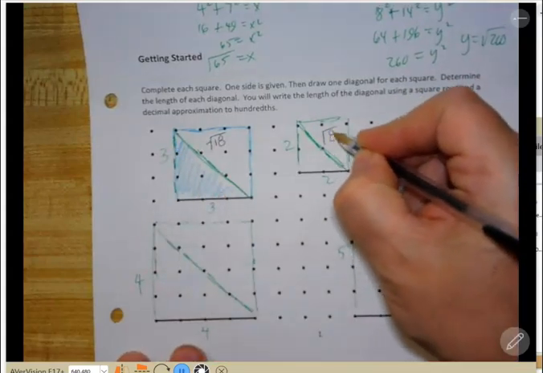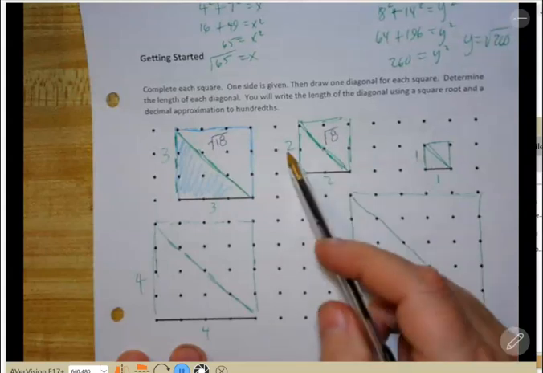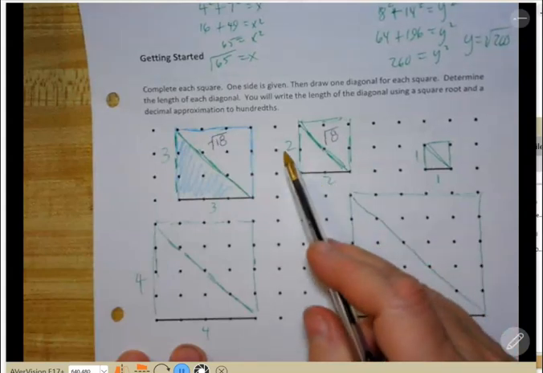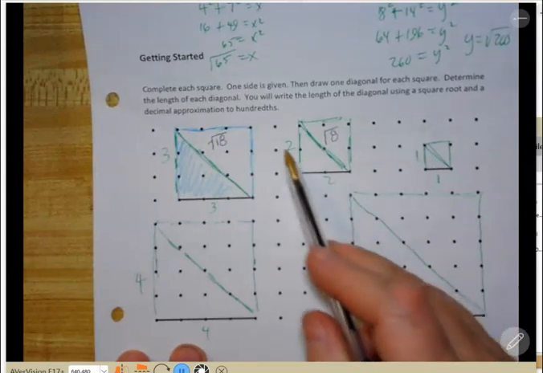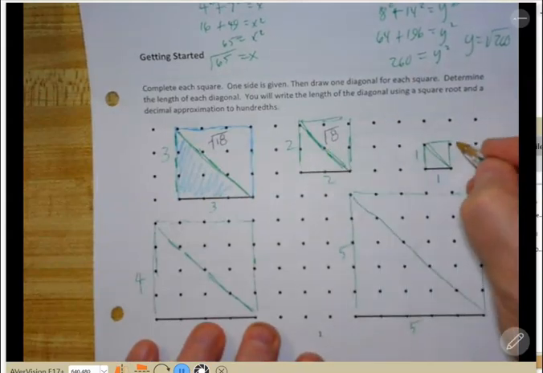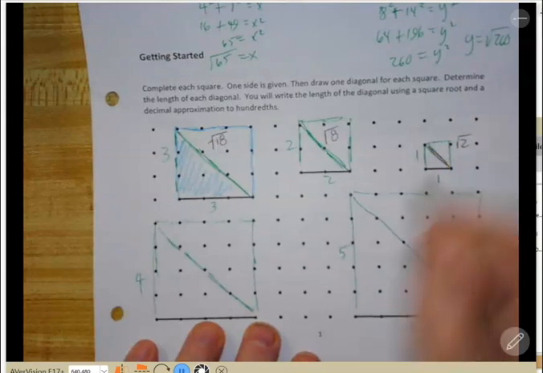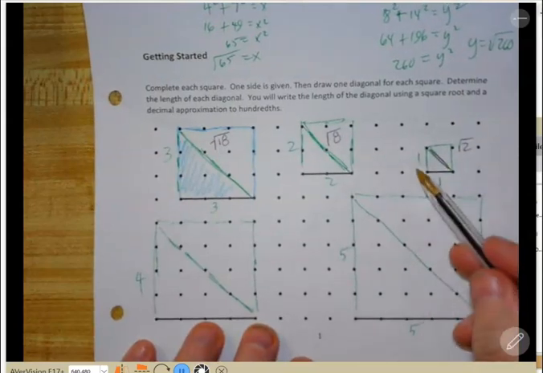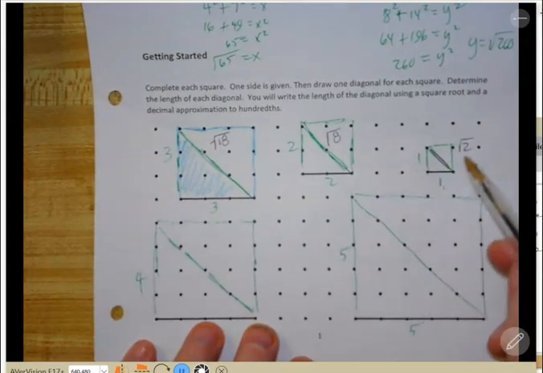This one, hopefully you got the square root of 8, because 2 squared and 2 squared, so 2 squared is 4, and 2 squared is 4, so 4 plus 4 is 8, so this would be the square root of 8. Hopefully you said this one here would be the square root of 2, because 1 squared plus 1 squared is 1 plus 1, which is 2.